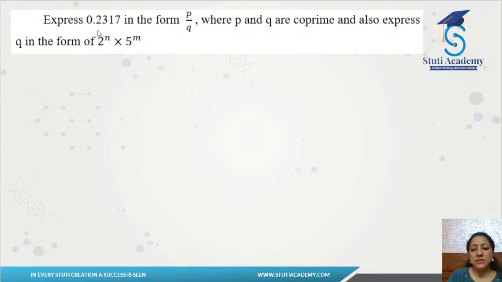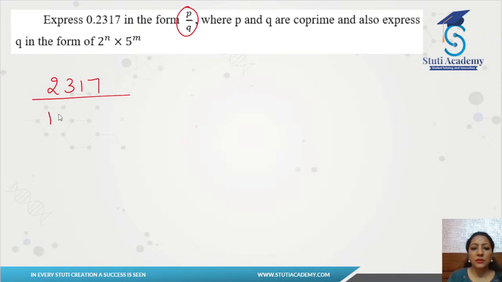Now we have to express 0.2317 in the form of P upon Q, where P and Q are co-prime, and also express Q in the form of 2 raised n into 5 raised n. We have to express this in the form of P and Q. Now please notice, 2317 we have, and we have to express this in the form of P by Q.